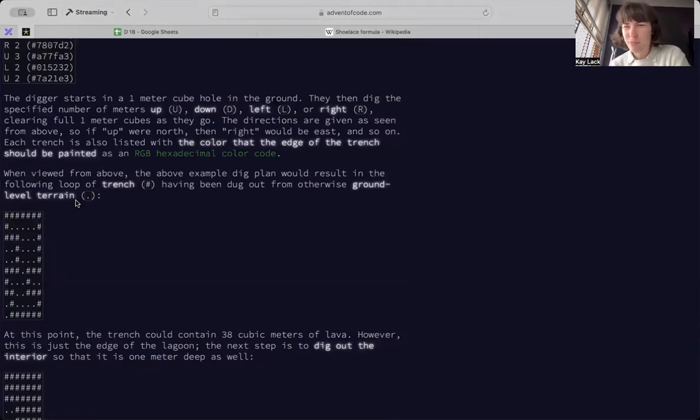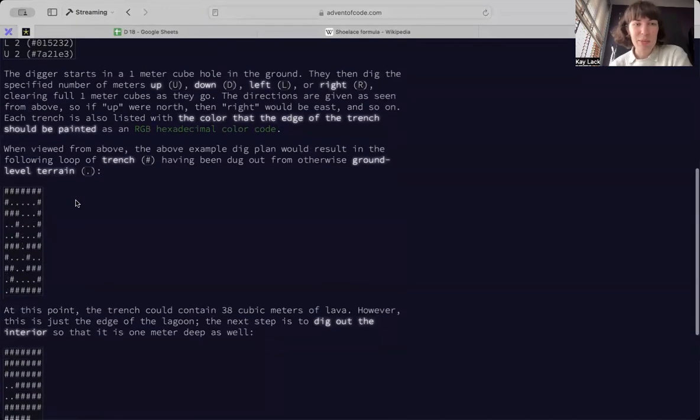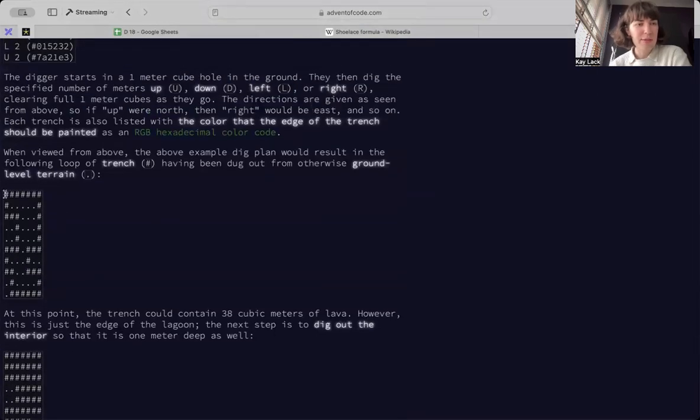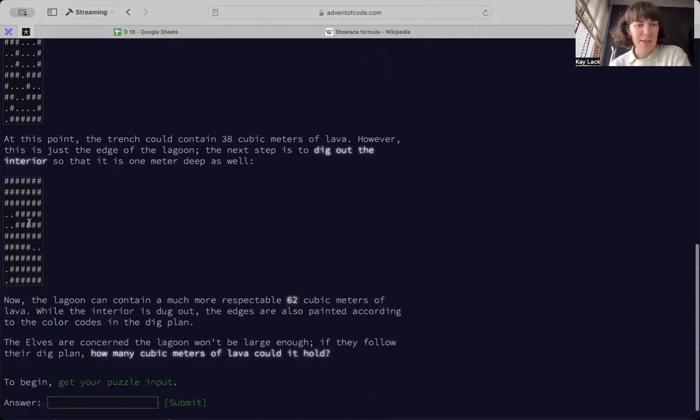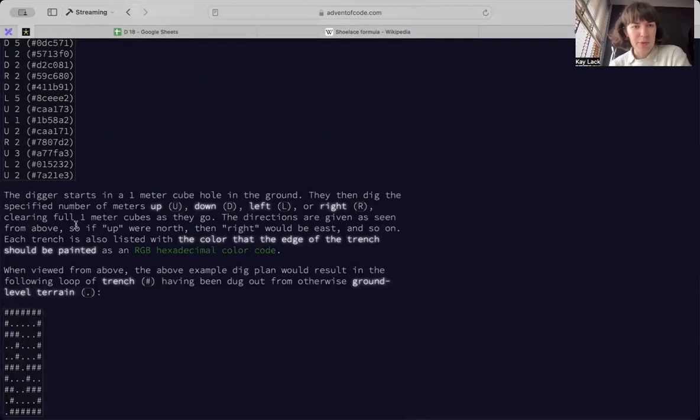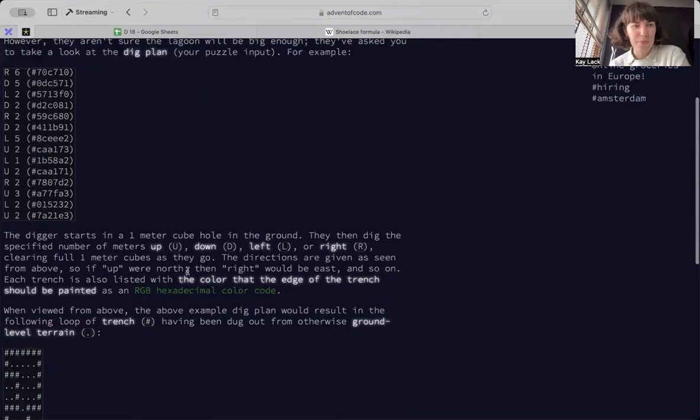One is the digging. Could the digging become something? Will we have to dig down even further? I don't know. Seemingly not yet. There is also some sort of finesse in the calculation of the edges versus the interior that we need to deal with, which we'll go more into. And what was the other thing? Oh yeah, it says, when viewed from above, the above example dig plan would result in the following loop of trench.